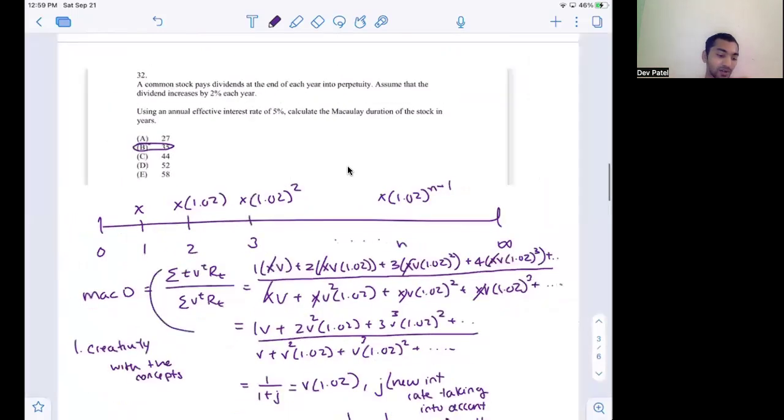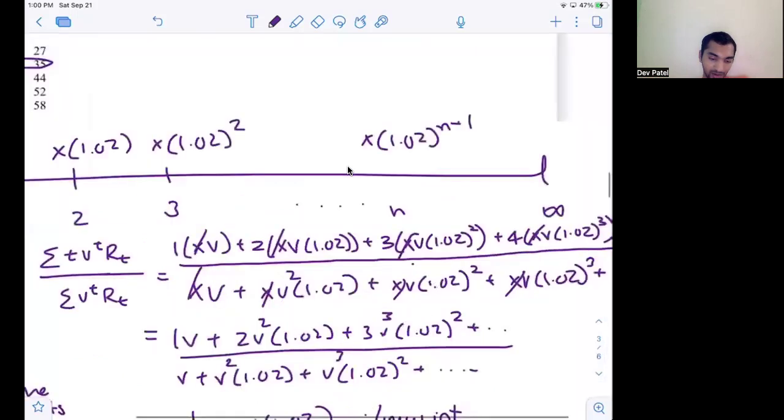As we know, the formula for the Macaulay duration is that we take the time times the discounted cash flow at that time, and then divide by the present value, and then sum all of that. Here the present value is the denominator, right? That's just XV plus XV squared times 1.02 plus XV cubed times 1.02 squared. Yeah.